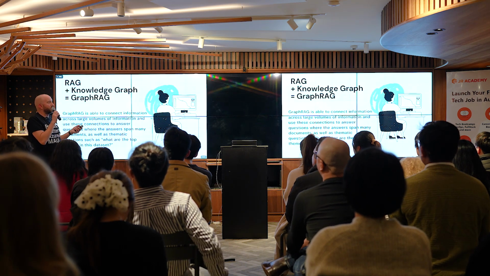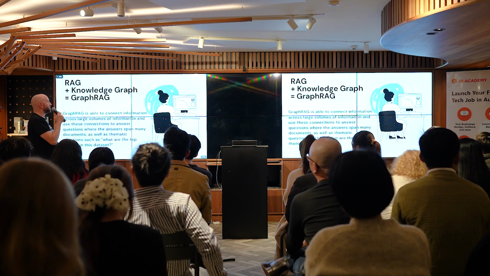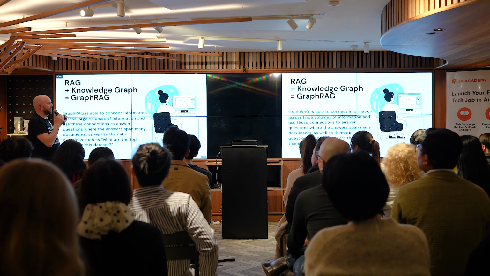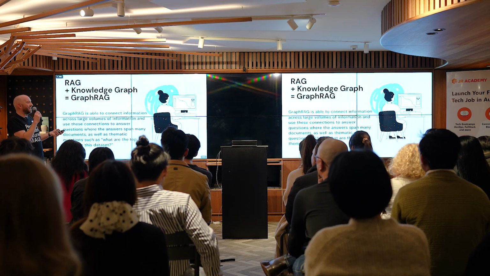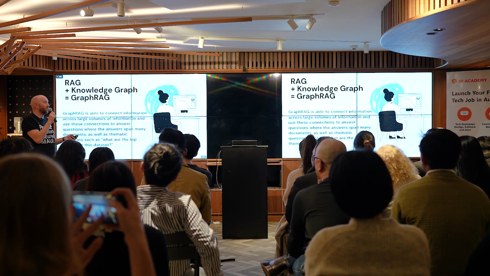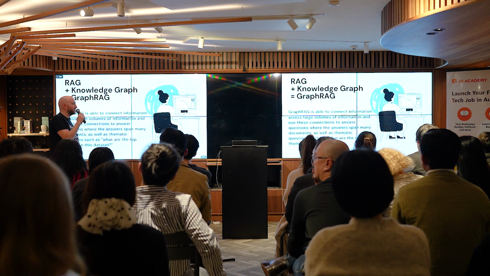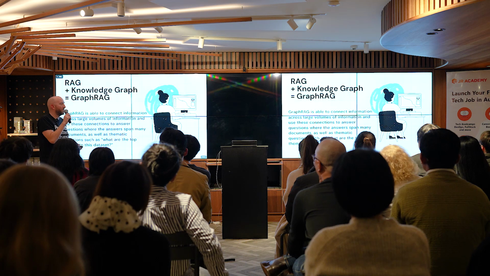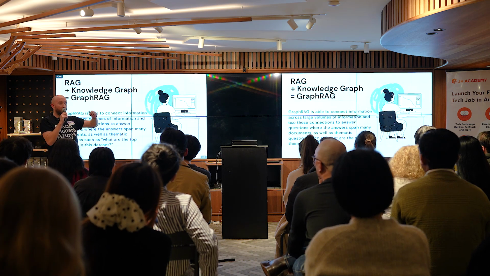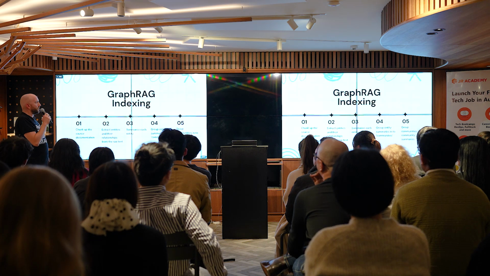So marrying those two technologies together, RAG plus knowledge graph, gets you GraphRAG, which is able to connect information across large volumes of information and use these connections to answer questions where the answers span many documents, as well as thematic questions such as what are the top themes in this database. So you can look at all of the data in one go. So how does that work?